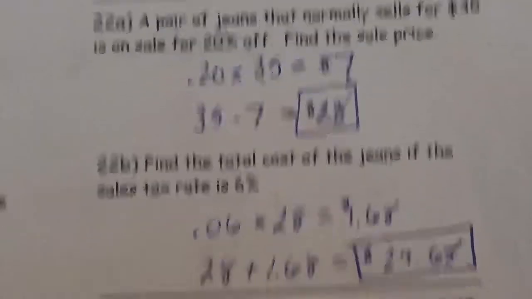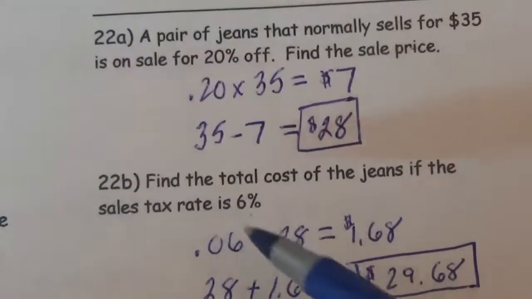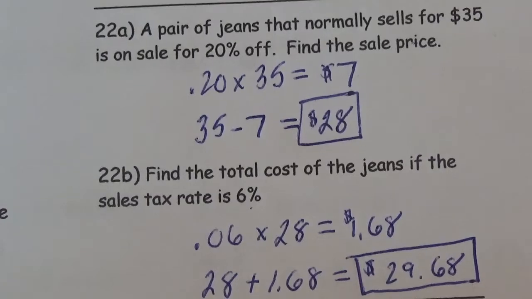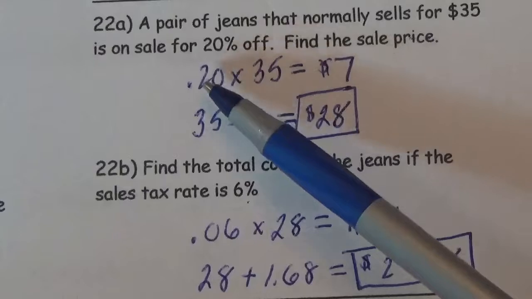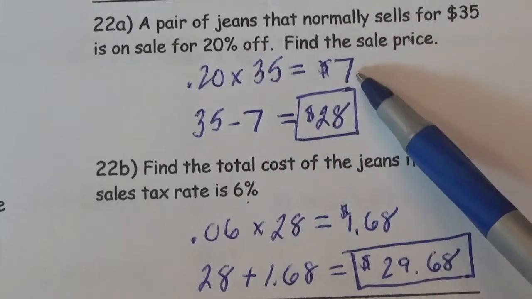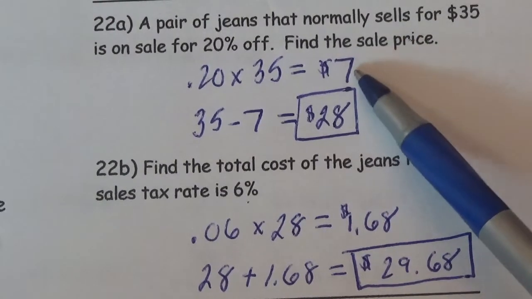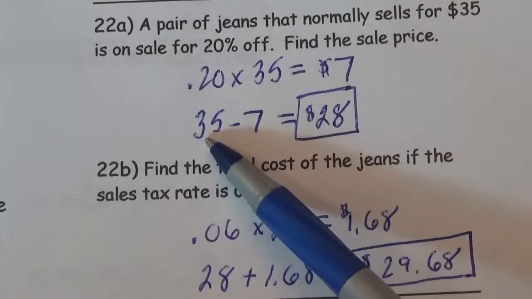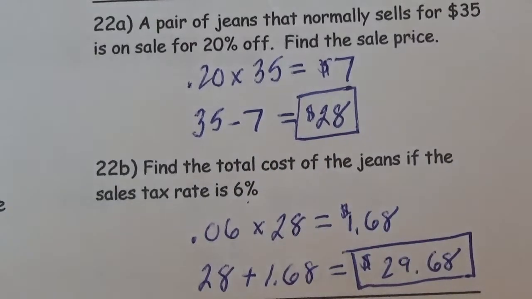All right, 22. A pair of jeans that normally sells for $35 is on sale for 20% off. Find the sale price. Okay, so if you're in the store, you have to figure out 20% of 35, so you can multiply that together. Apparently that's $7. Now that's how much you're going to save. That's the discount. You're saving $7. So to figure out the sale price, you take the original 35, subtract the 7, and then you're at $28.